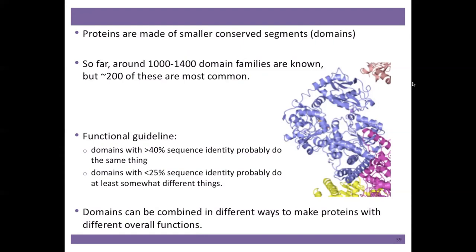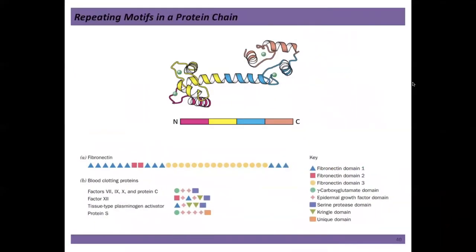If you find domains with greater than 40% sequence identity, then they probably do the same thing. If they're less than 25%, then they probably do something that's somewhat different. And so what you can do is take these domains like Lego bricks and combine them to make a functional protein with an overall different function. And so here is kind of an example.